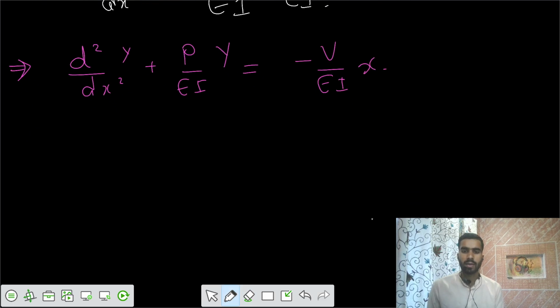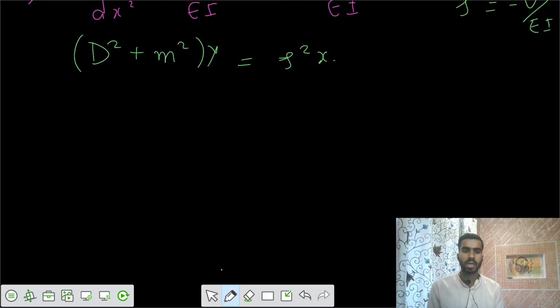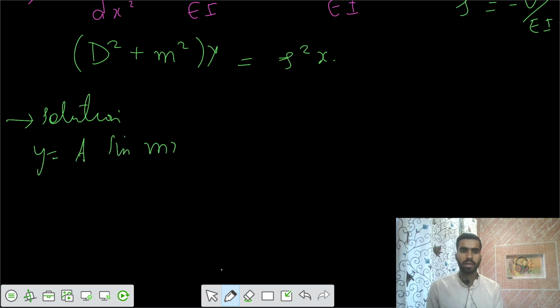Let's make some assumptions. Let's take m² equals P/EI, and s² equals minus V/EI. So we would get the equation (D² plus m²)y equals s²x. The solution of this differential equation would be y equals A sin mx plus B cos mx plus (s²/m²) times x.